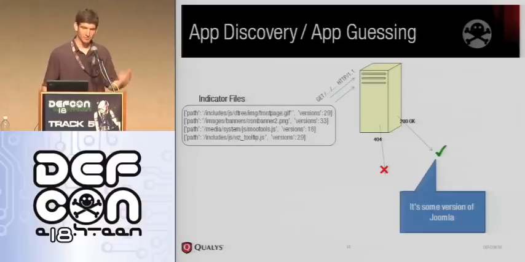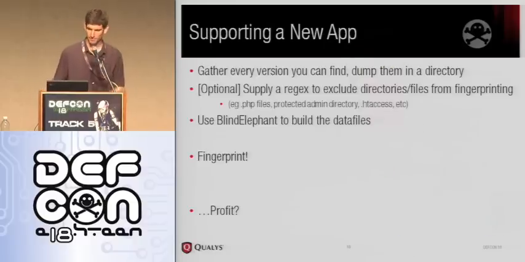So yeah, send those to the file. If one of them comes back, cool, we know it's there. It's some version. Then you can turn around and do a regular fingerprint operation.